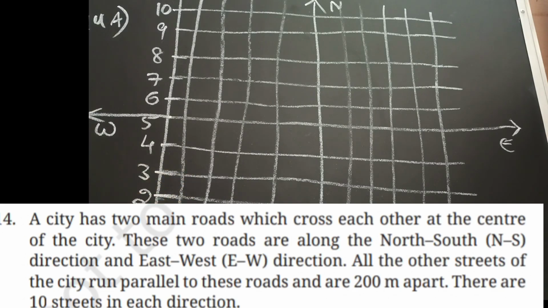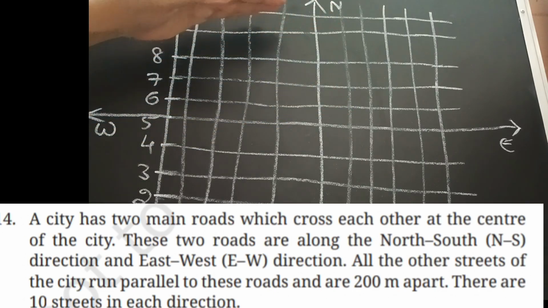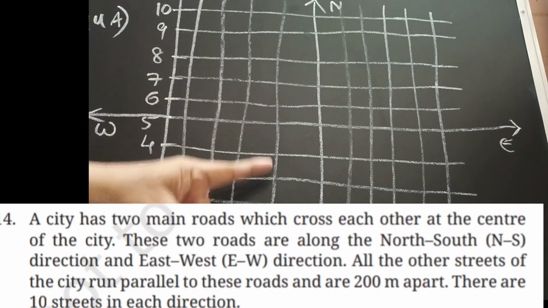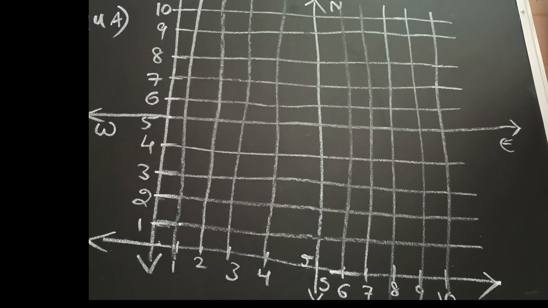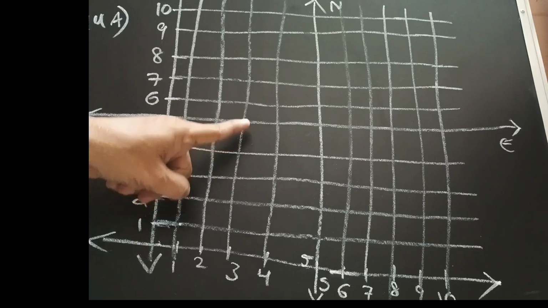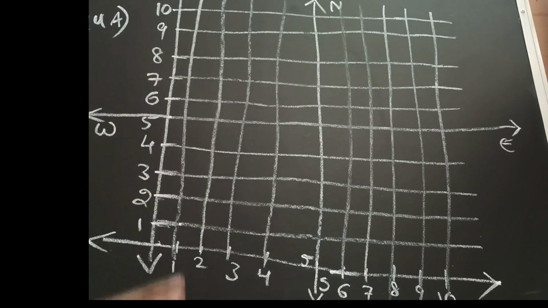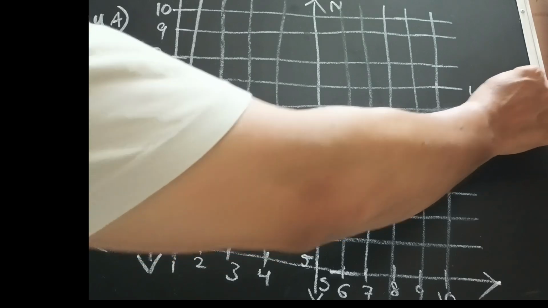All other streets of the city are parallel to each other. You can observe here all these streets are parallel to each other and are 200 meters apart. Consider the distance between each street is 200 meters. So here the scale we are taking as 1 centimeter is equal to 200 meters.